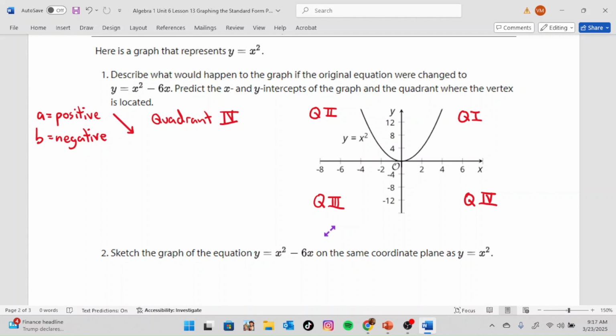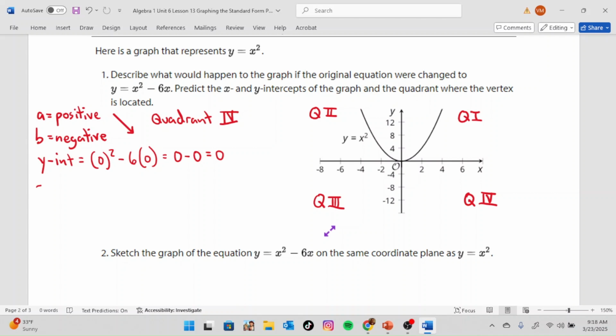Now they want us to predict the x and y intercepts. Well, the y-intercept is very easy. I simply put 0 in for x because if I'm on the y-axis, then my x value is 0. So that means 0 squared minus 6 times 0 equals 0 minus 0, which is 0. So my y-intercept is going to be at the origin.